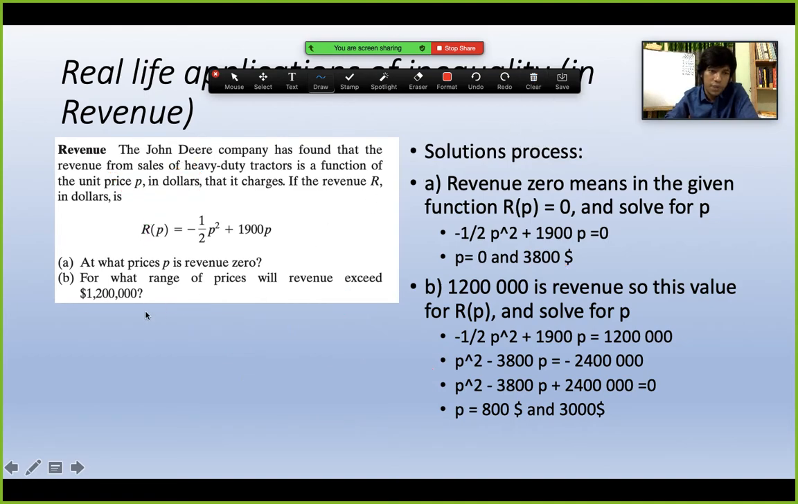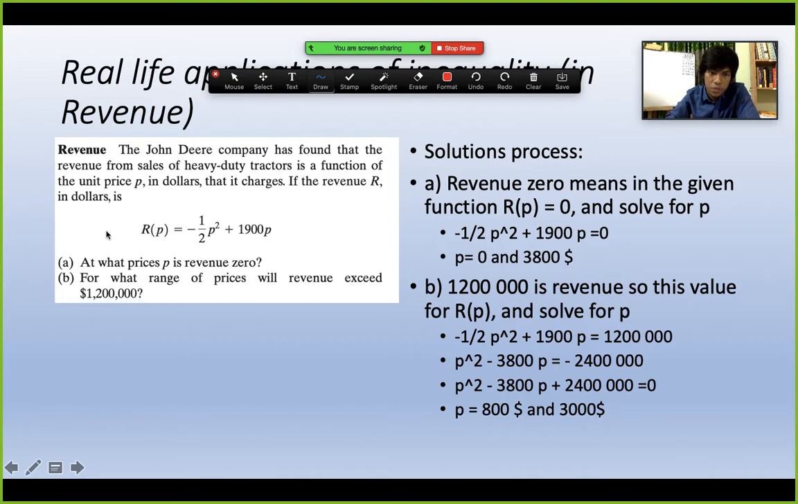Now for this part, for what range of prices will the revenue exceed this value, whatever it is. So it is $1,200,000. So when will that happen? It means the revenue is simply given. This is the revenue value. So see, revenue is this value.